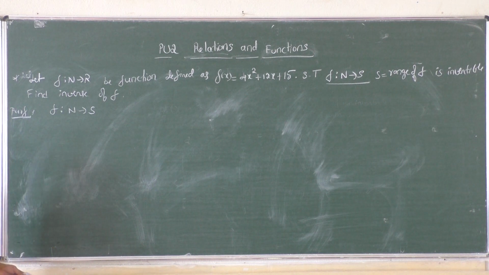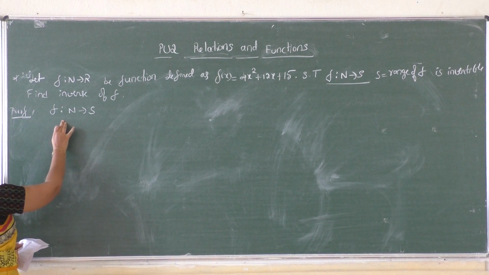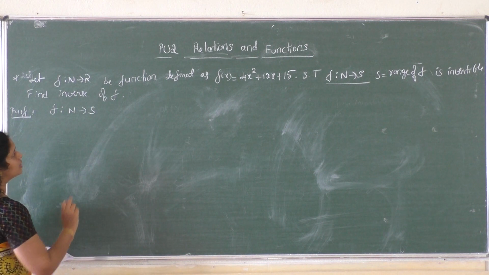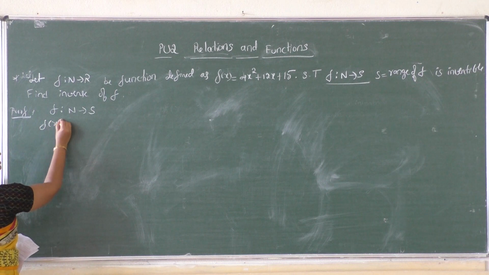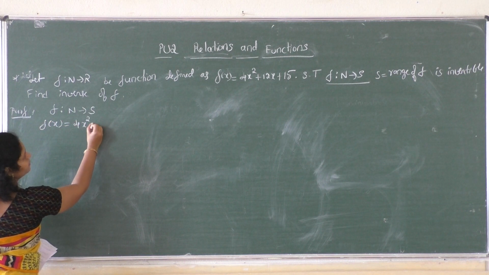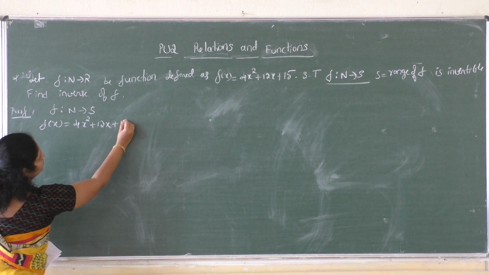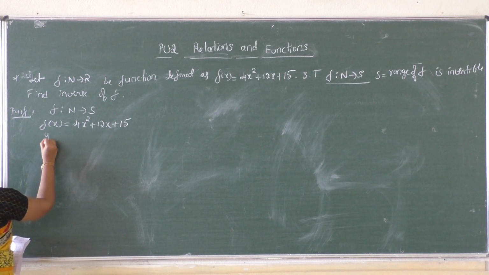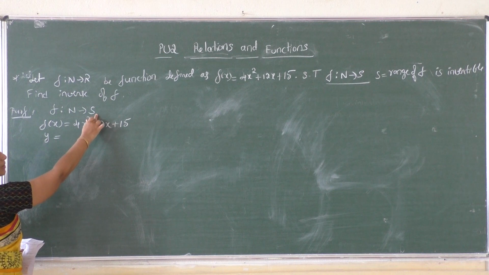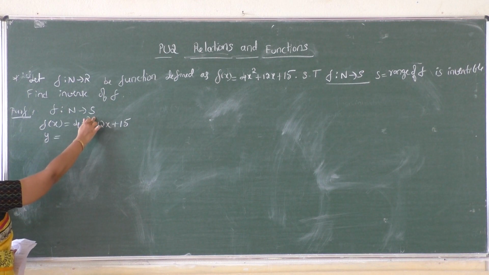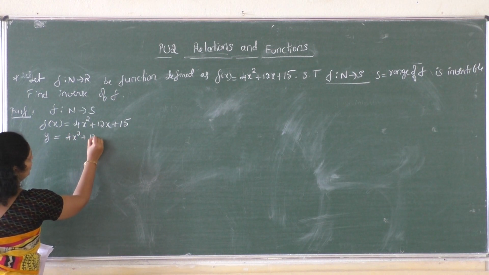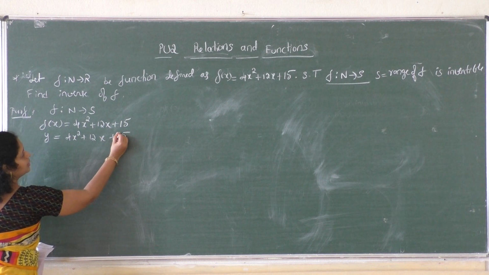So we'll write f from N to S. Now this is a function from N to S, S is range of f. Then write the given function: f of x equal to 4x square plus 12x plus 15. Now let us write f of x, which belongs to this set. Then we take an element of that set as y. So take y equal to 4x square plus 12x plus 15.